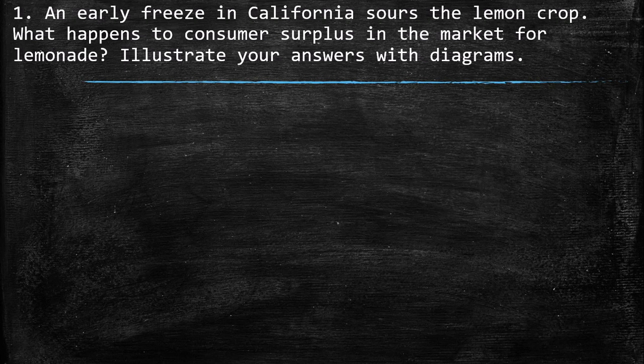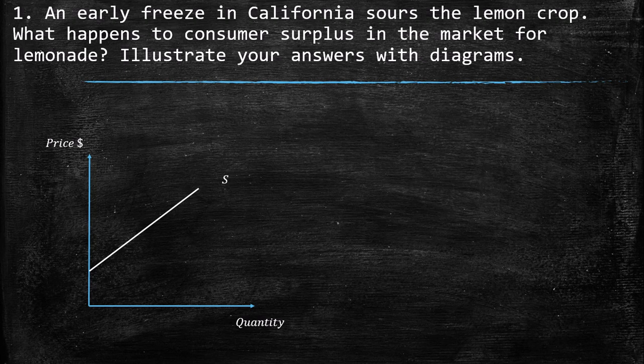What happens to consumer surplus in the market for lemonade? Illustrate your answer with diagrams. So here we have the price and quantity for the lemon. So here we have the supply and the demand. The point where the supply is exactly the same as the demand curve gives the equilibrium price and quantity, which are denoted by P1 and Q1.